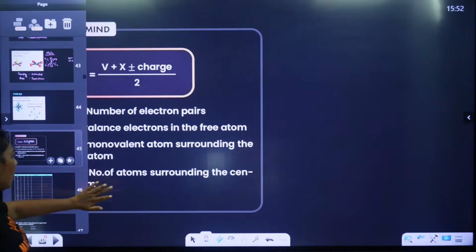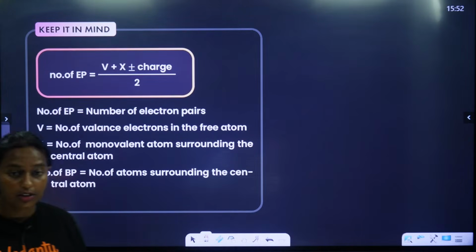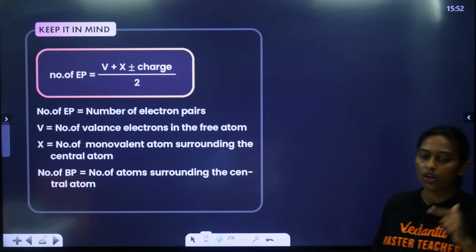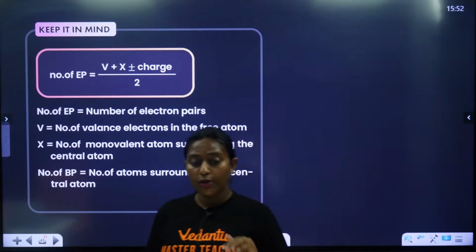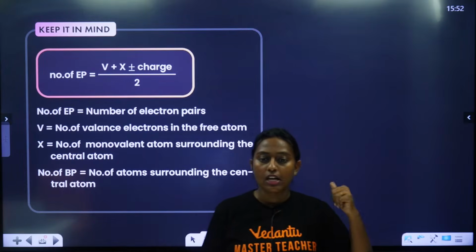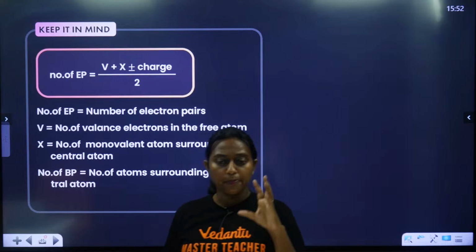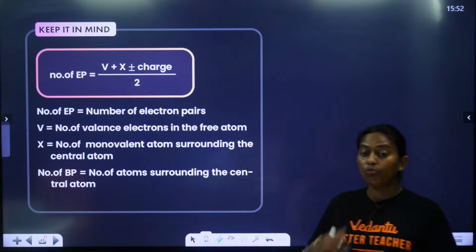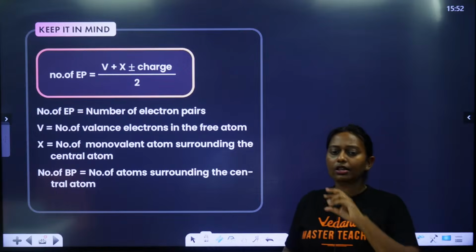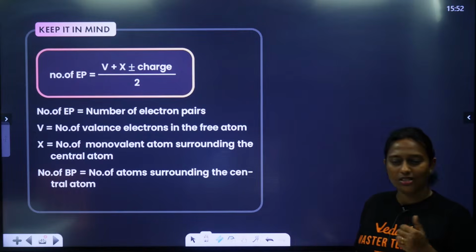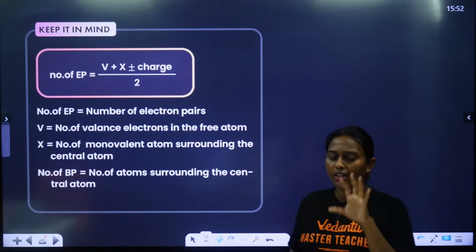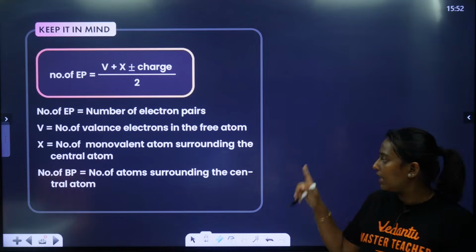And next is the number of EP. We can calculate it in a different way also. There is one equation for EP: V plus X plus or minus charge, divided by 2. EP is the number of electron pairs, V is the valence electrons of the free atom, and X is the number of monovalent atoms surrounded by the central atom. And charge means for ions, cations and anions.